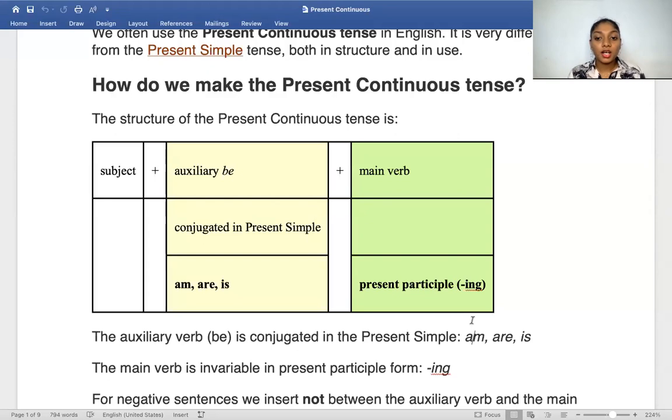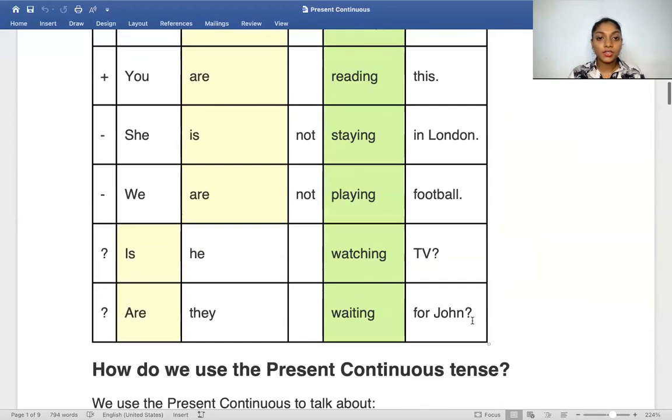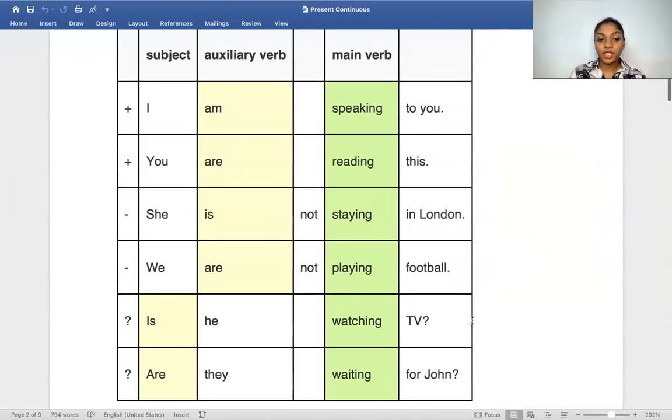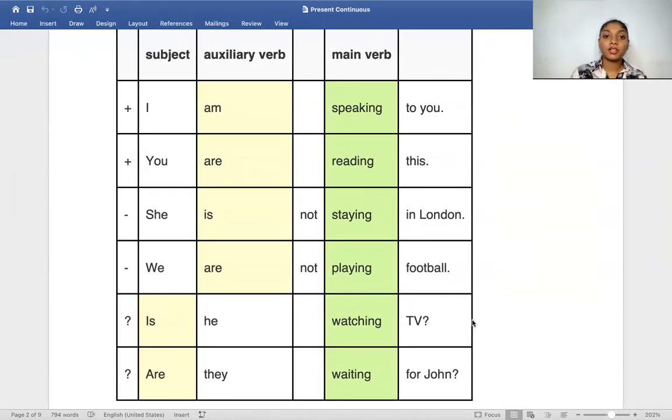Now I will show you some examples. Okay. Now here we have the structure. Can you see the examples that I have given you? I am speaking to you. And what are y'all doing? You are reading this. You are listening to me. So all of these are actions which are happening right now.